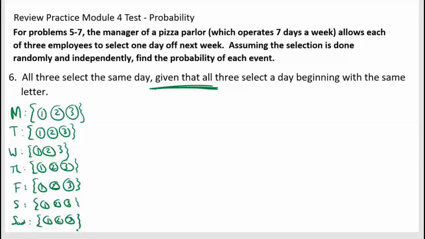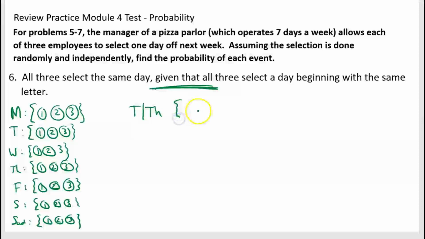Okay? But now, that's not it, because we've got this given that, see, all of these, given that all 3 select a day beginning with the same letter. So in this case, they all pick the same letter to start with, which is an M. All these picked a T, all these picked a W. But that's not the only option. Because what about Tuesday and Thursday? They start with the same letter, right?